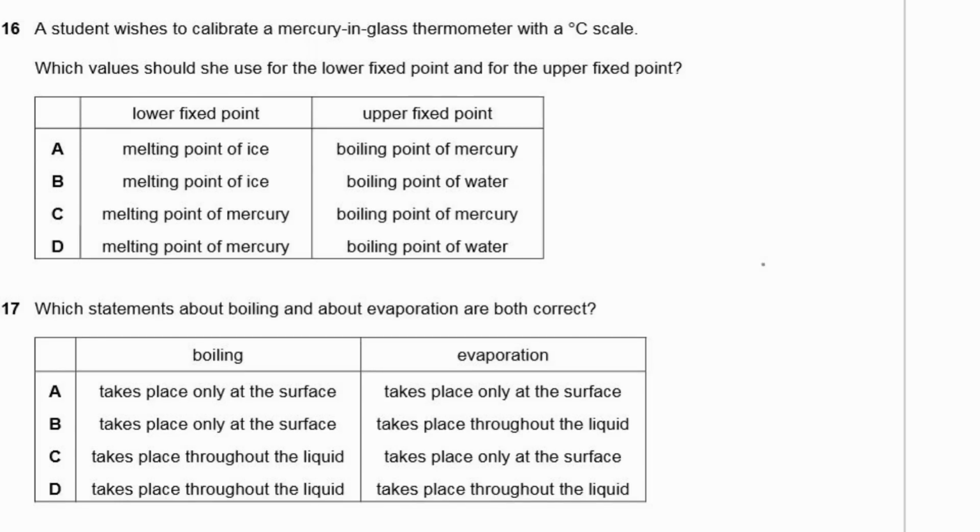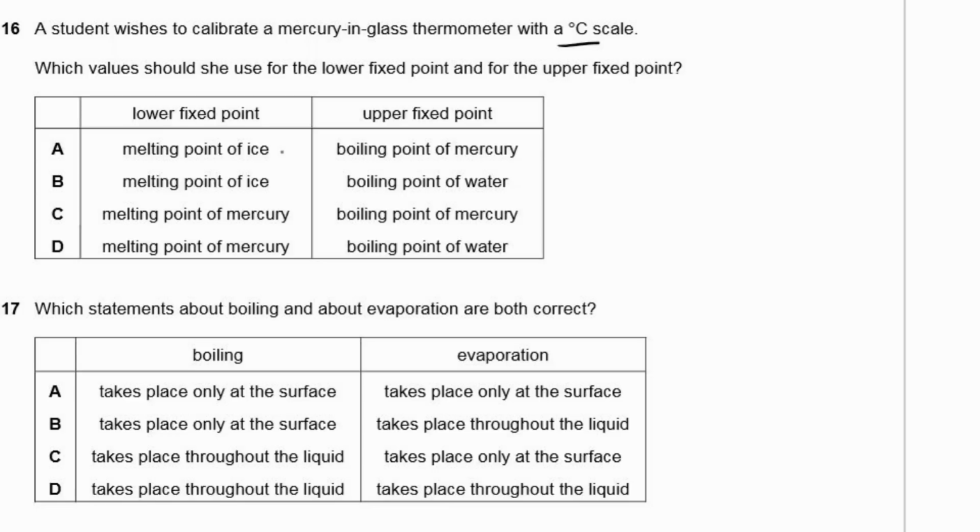16. A student wishes to calibrate a mercury in-glass thermometer with a degrees Celsius scale. Which values should she use for the lower fixed point and for the upper fixed point? Okay, well, it's a degrees Celsius scale, so we're looking at melting ice for the lower fixed point and when water turns to steam for the upper fixed point, pure water and pure ice. Okay, so let's see what corresponds to that.